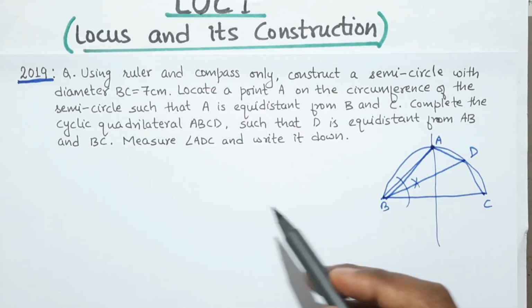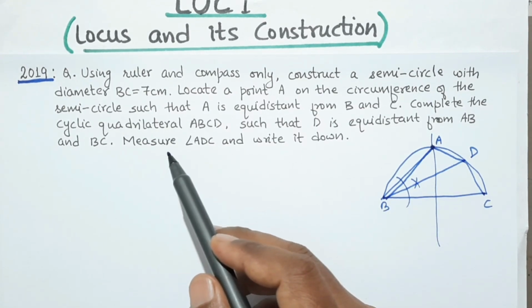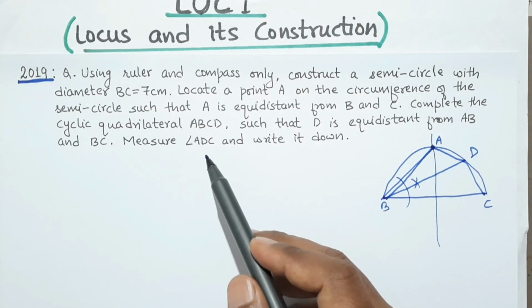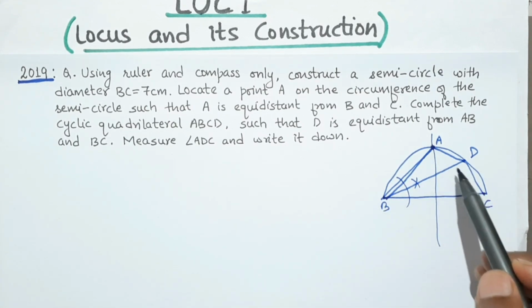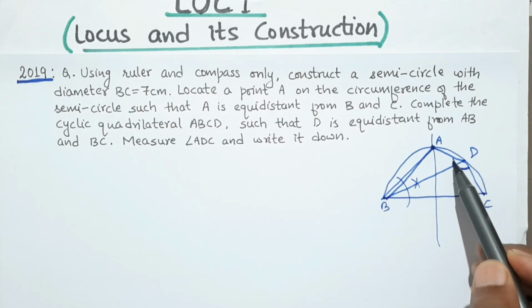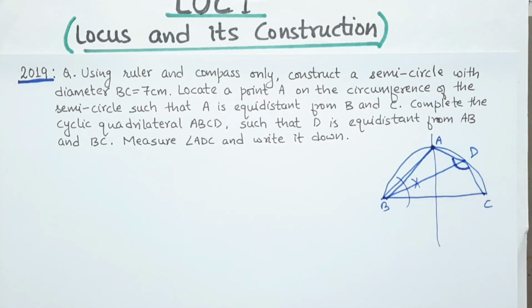After completing the cyclic quadrilateral, we have to measure angle ADC. Angle ADC means we have to measure this angle and write it down. So this is the rough sketch. Now let's start our construction.